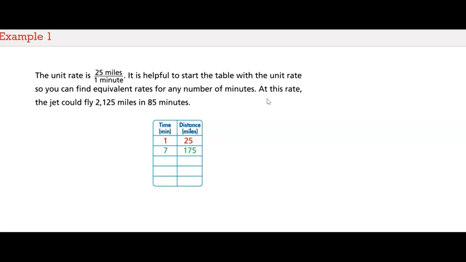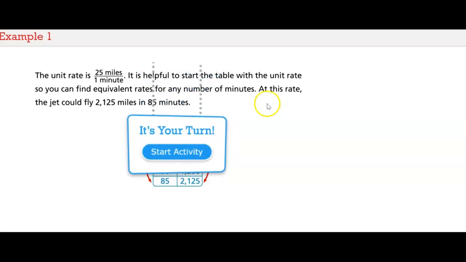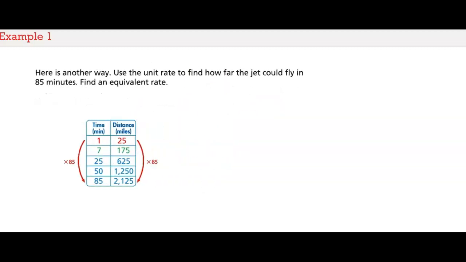It is helpful to start the table with the unit rate so you can find equivalent rates for any number of minutes. At this rate, the jet could fly 2,125 miles in 85 minutes. Here is another way. Use the unit rate to find how far the jet could fly in 85 minutes. Find an equivalent rate.